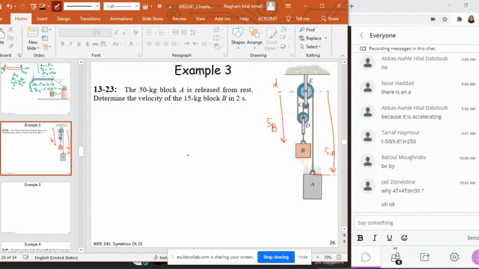How do we start the dependent motion? By stating that the length of the rope is constant. And here, guys, I only have one rope. This rope starts from point A, goes to point D, and to this point. If I want to find the length of this rope in terms of SA and SB, I'm going to start with SA.